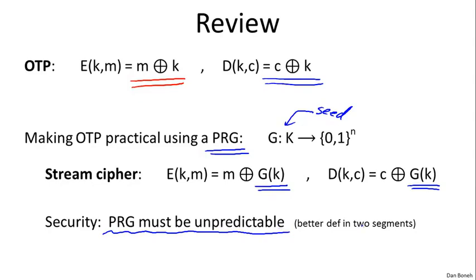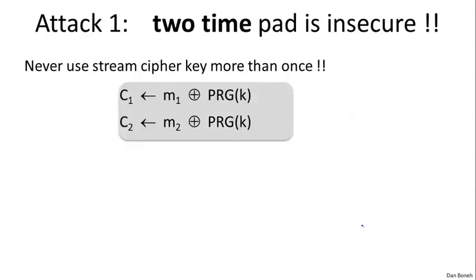And we're going to see a better definition of security for PRGs in about 2 segments. But in this segment, we're going to talk about attacks on the one-time pad. And the first attack I want to talk about is what's called the two-time pad attack.